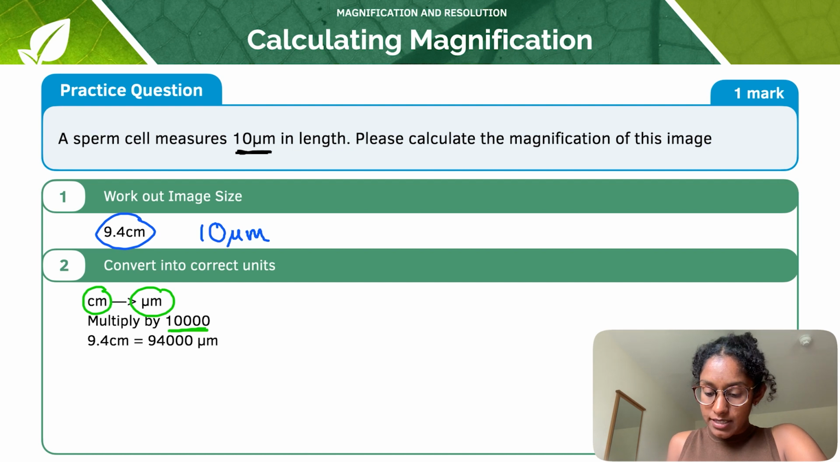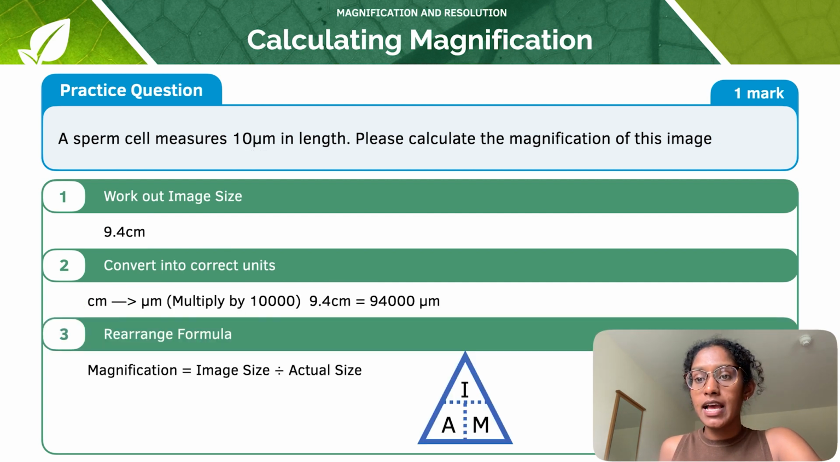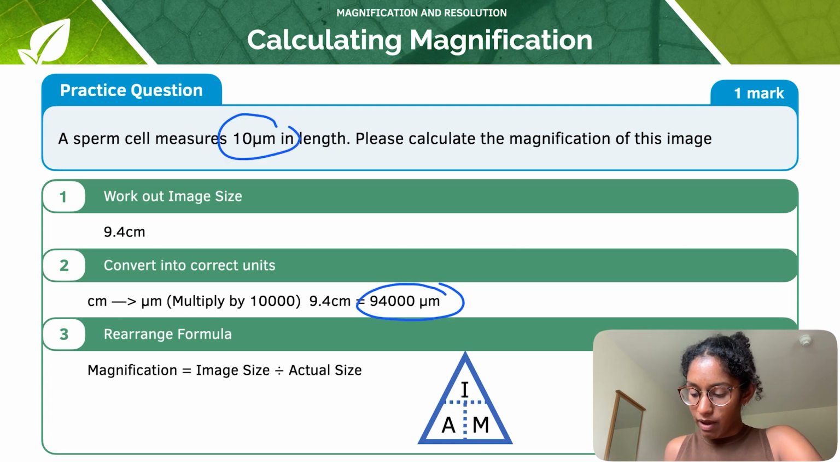Now I know this because I've broken it down in my head. From centimeters to millimeters we multiply by 10, and from millimeters to micrometers we multiply by 1,000. Therefore, from centimeters to micrometers, we multiply by 10,000. So therefore, we do 9.4 times 10,000, which is 94,000 micrometers. And we can now plop our two values here into our equation because they now have the same units.